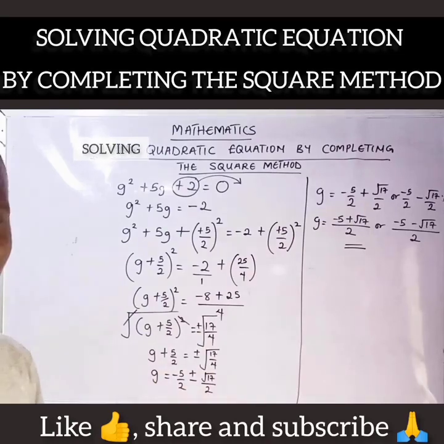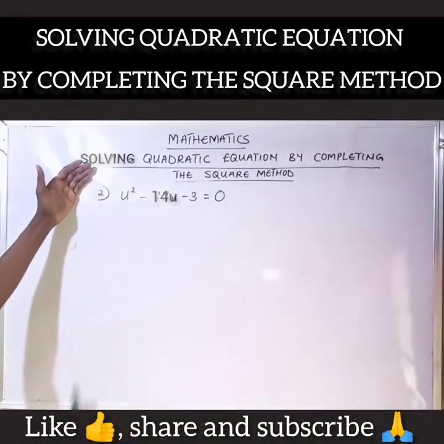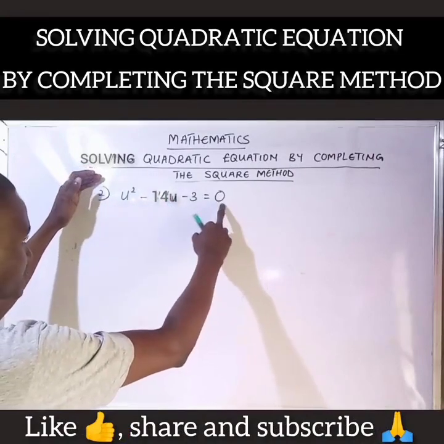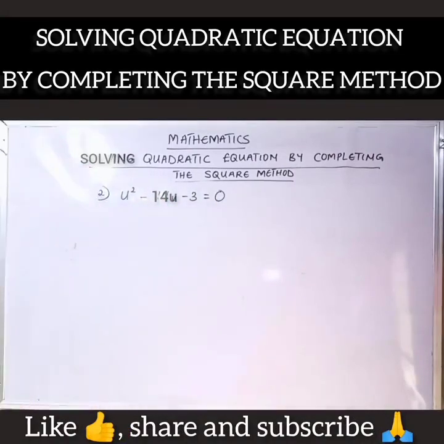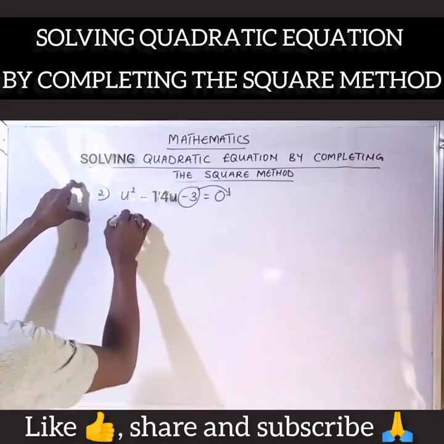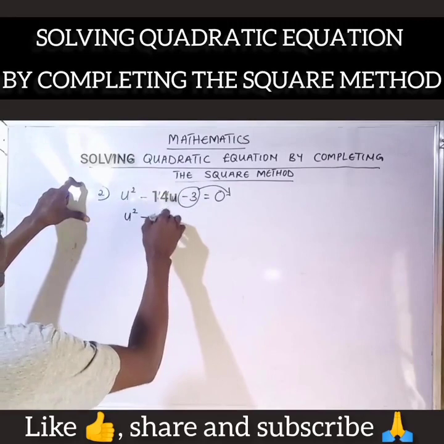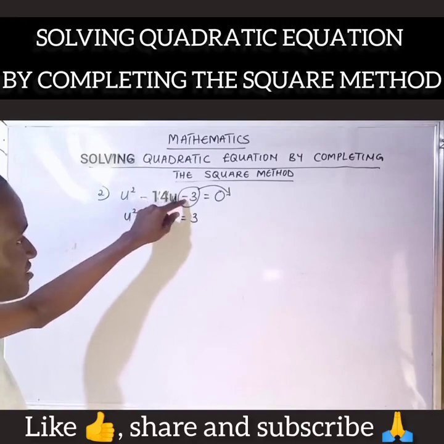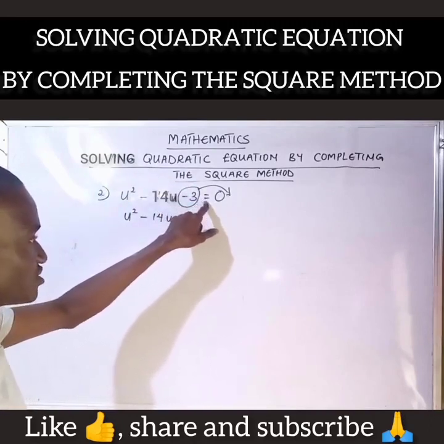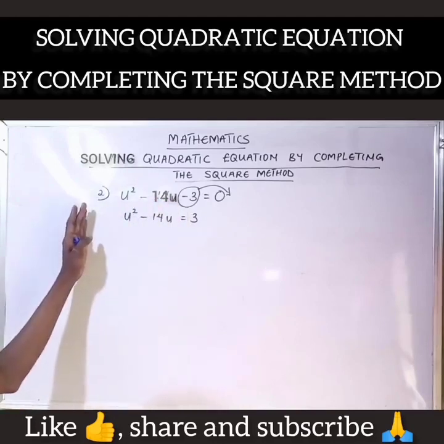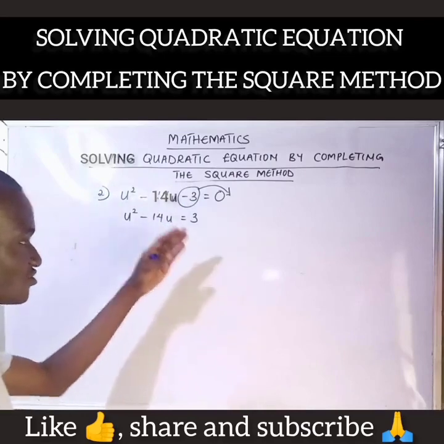Now let me solve the next question. Question 2 says u squared minus 14u minus 3 equals 0. So now let us see how to answer the same question. Following the first step I did in question 1, I am going to take this constant to this side. And this will become u squared minus 14u, which is equal to positive 3. Remember I said the sign will change as it crosses this bridge. Now once you've done that, the next thing is complete the square for this side and add the same thing to that side. I've shown you the reason why.